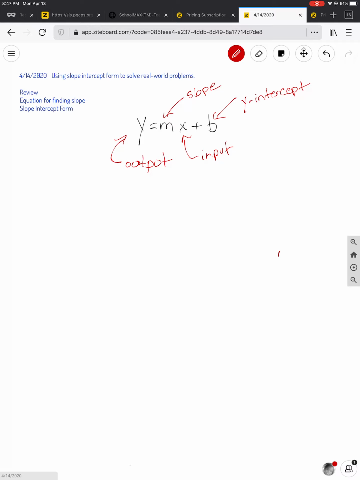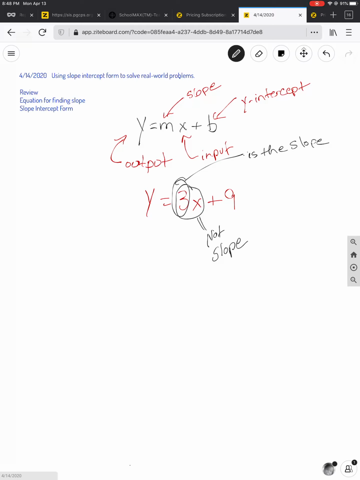So, common errors. A lot of times students will see an equation in this form, and I'll say, what's the slope? And let's just say I have y is equal to 3x plus 9. I'll say, what's the slope? And they'll say, it's 3x. That is incorrect. That is incorrect because x represents the input. So I can't use 3x as my slope. 3x is not the slope. 3 is the slope.